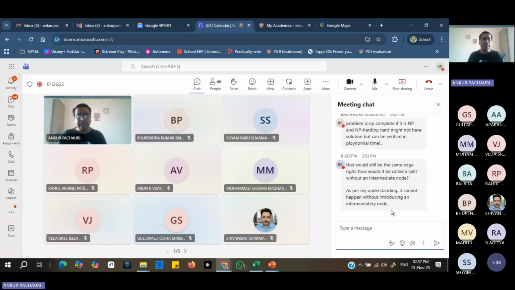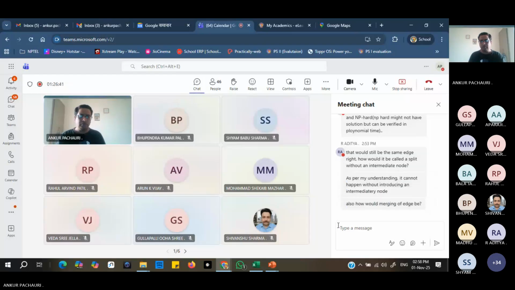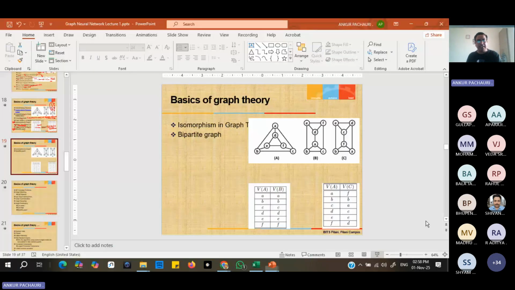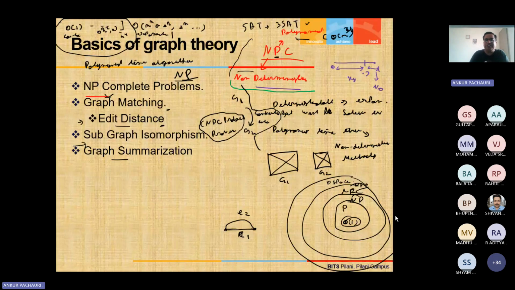No, in that case, that will be the introduction. If I introduce an introductory node, that will be an introduction to a new node, intermediate, and that can be split. Okay, in some sense it can be. Merging of edge, I can explain. Merging is proven to be complete. Proven is a part of that definition.